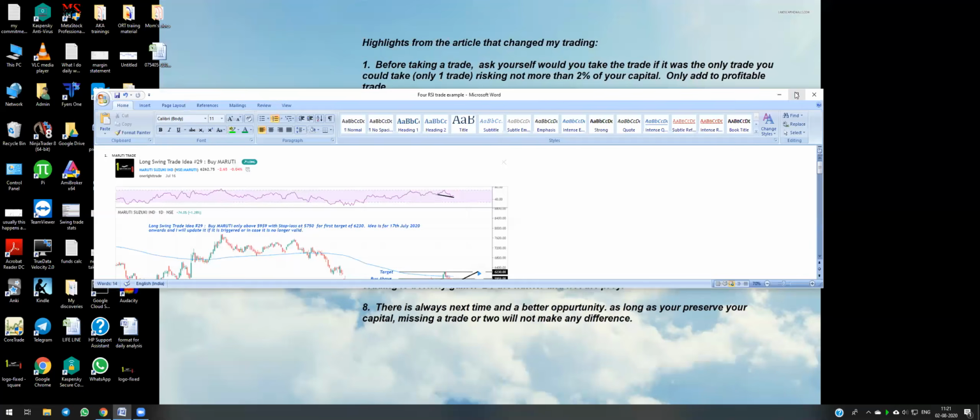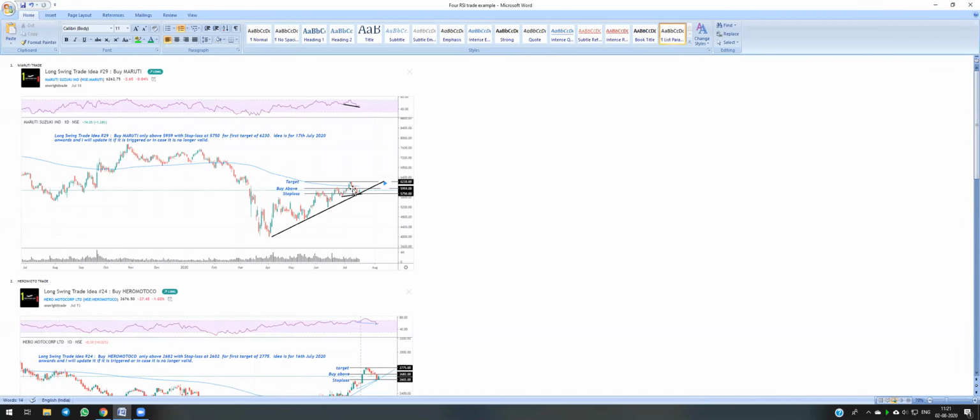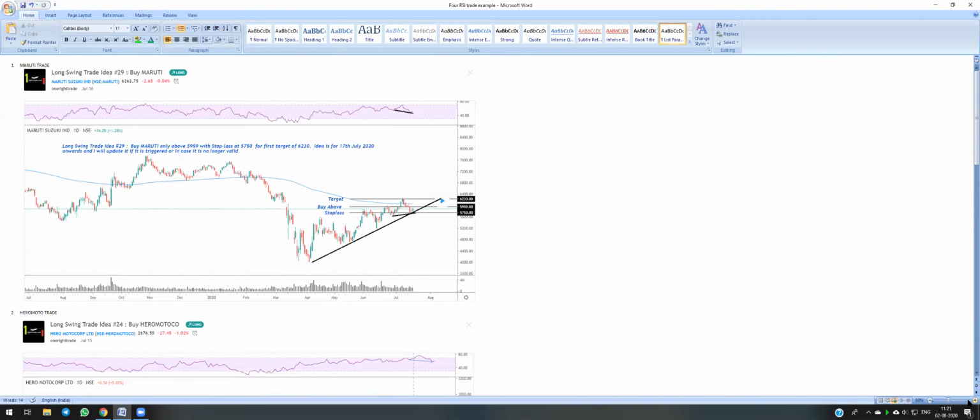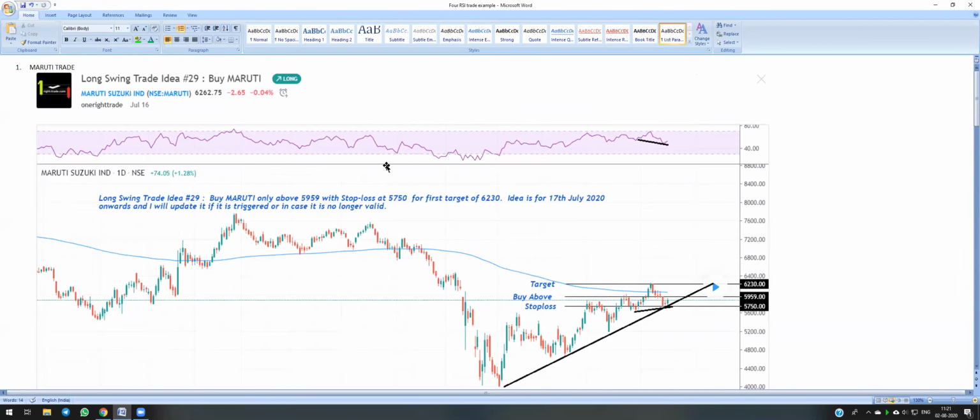I usually share my trades openly in TradingView. That's a good charting platform, as most of you will be aware. I've captured four of my RSI hidden divergence trades from that site, and all these trades are July trades.